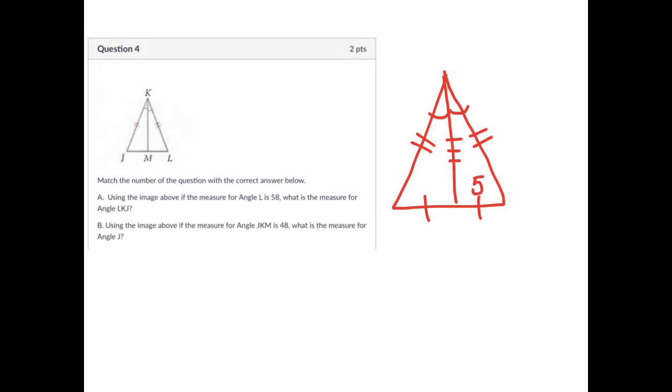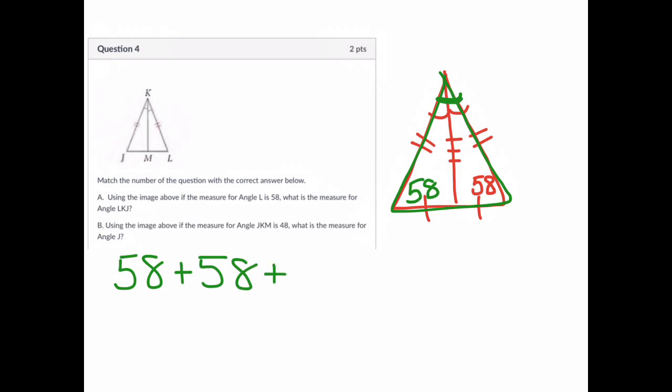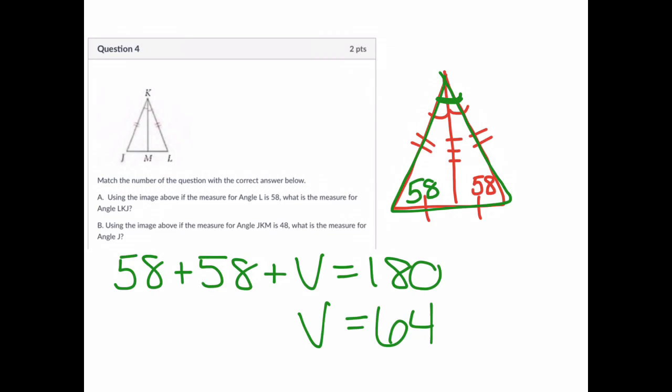It tells us that angle L is 58 degrees, and it's asking us for the measure of angle LKJ, which is this whole angle up here at the top. So 58 is actually a base angle, which means we know our other base angle is also 58. And remember that the whole triangle here is 180 degrees. So if we do 58 plus 58 plus that vertex angle, we will get 180 degrees. And when you do the math there, what you get is that the vertex angle is 64 degrees.